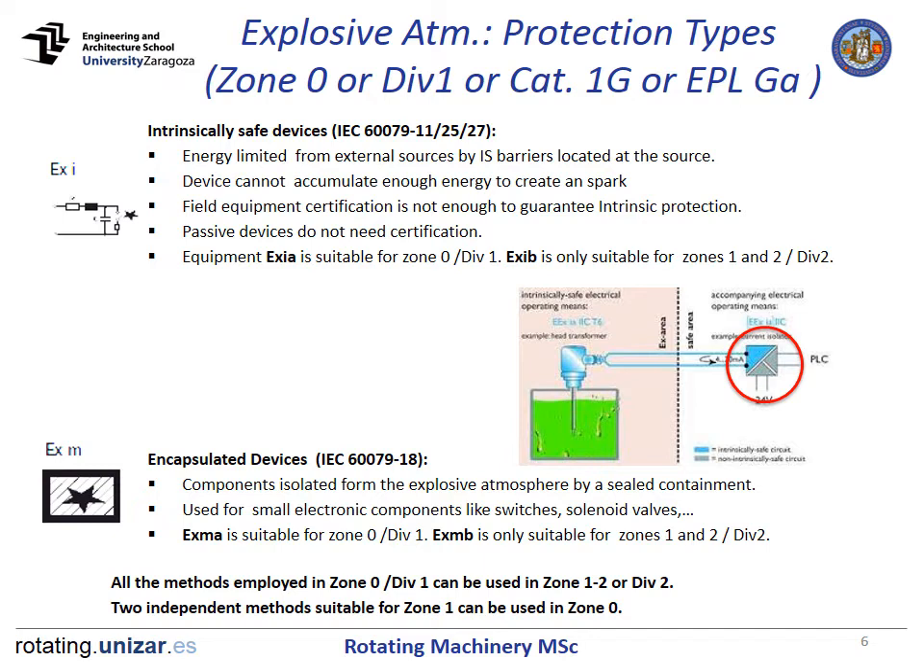Additionally, the device cannot accumulate enough energy to create a spark. Since this protection is dependent on the interconnections, the field equipment certification is not enough to guarantee intrinsically safe protection. Note that passive devices do not need certification if they are connected through appropriate IS barriers, as is the case of switches. Only equipment certified as Ex ia is suitable for Zone 0. Equipment certified as Ex ib is only suitable for Zones 1 and 2.